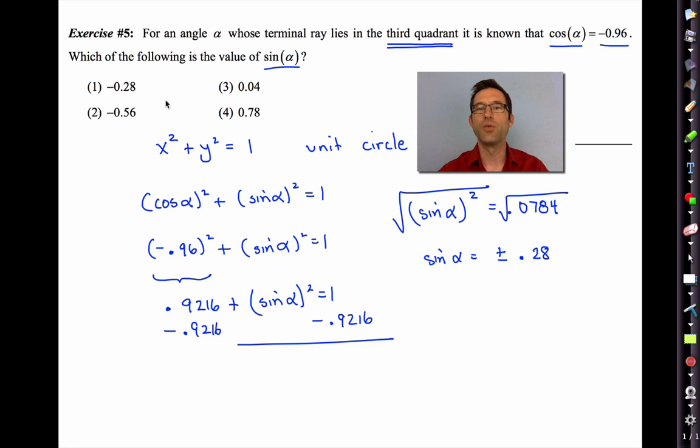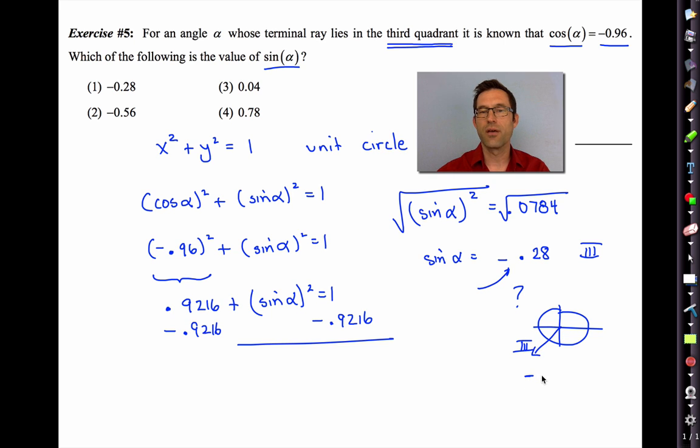That's the only one that's even close. But why is it negative, right? Why is it that we can get rid of the positive version and it's only negative? Think about that for a minute. Well, it's because we're in the 3rd quadrant. And in the 3rd quadrant, right down here, 1, 2, 3, the sine is going to be negative because the y-coordinate is negative. And therefore, our answer is choice 1. All right, pause the video now, write down anything you need to.